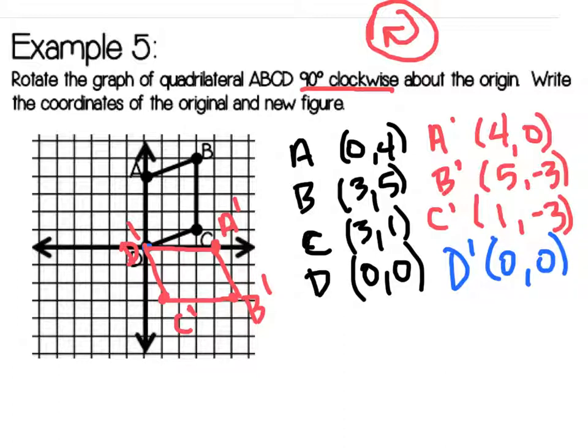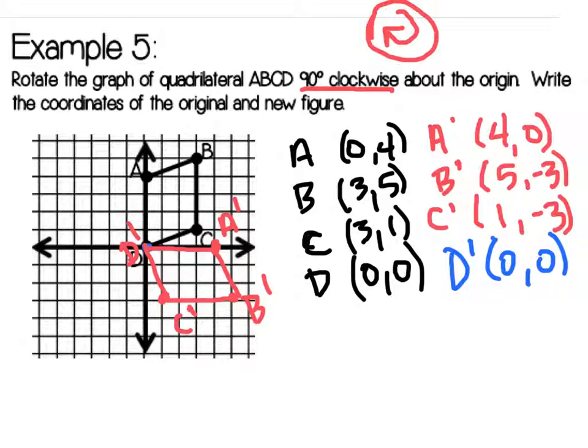Now, looking at our ordered pairs, when we rotate 90 degrees, notice that point A was at 0, 4. It flopped to 4, 0. Point B was at 3, 5. They switched places, and it's 5, -3. Point C was at 3, 1. They, X and Y, have switched places, and they're at 1, -3.